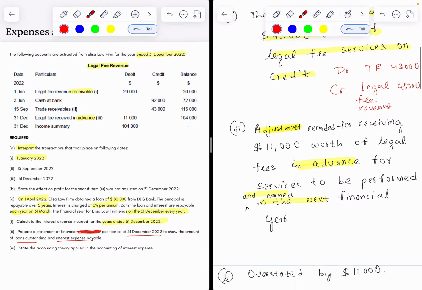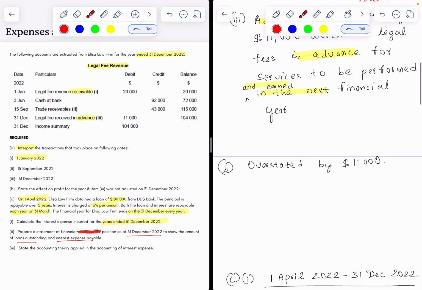State the effect on profit for the year if item 3 was not adjusted on 31st of December 2022. So it's referring to this transaction, right, which we have just interpreted. As we have already discussed, if we hadn't shown this as a current liability, we would be including this in our revenue, which would be a mistake. That means our revenues would be overstated and profits would therefore also be overstated. So the profits would be overstated by $11,000.